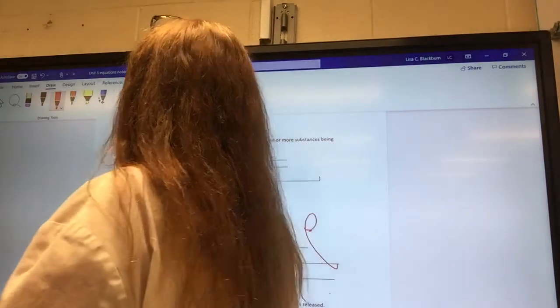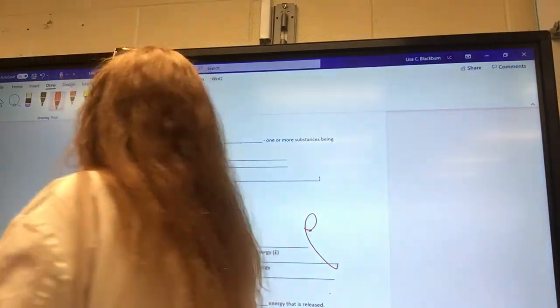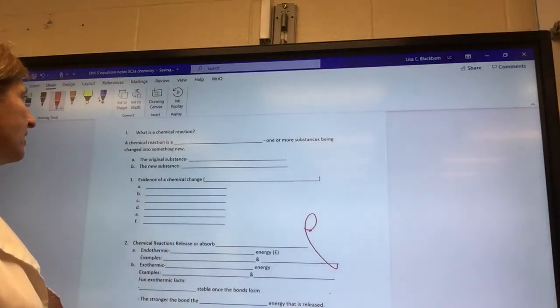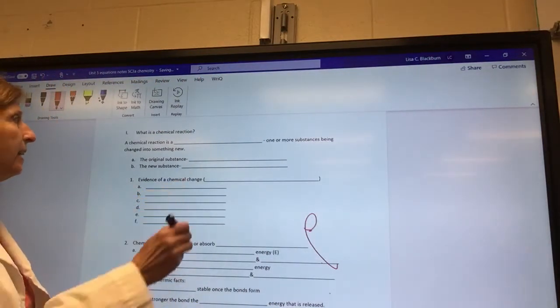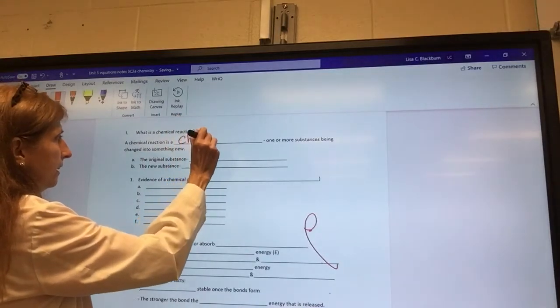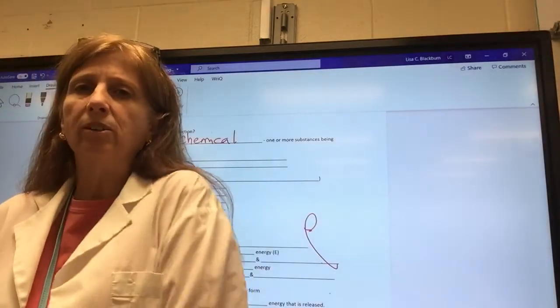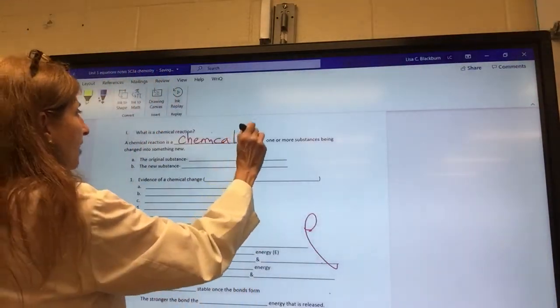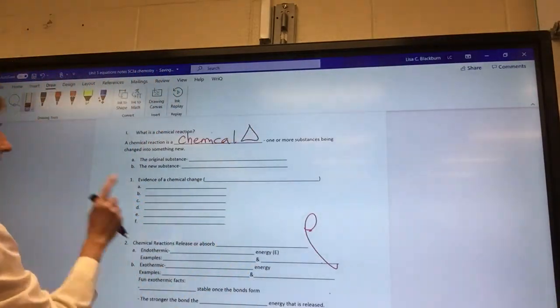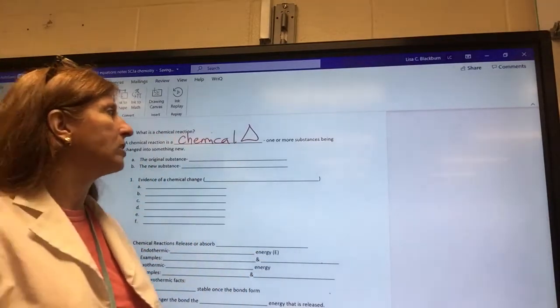All right, so let's talk about chemical reactions. Okay, so what is a chemical reaction? A chemical reaction is a chemical change. And what's the abbreviation for change that we use? A triangle, the Greek letter delta. All right, and it's one or more substances being changed into something new.